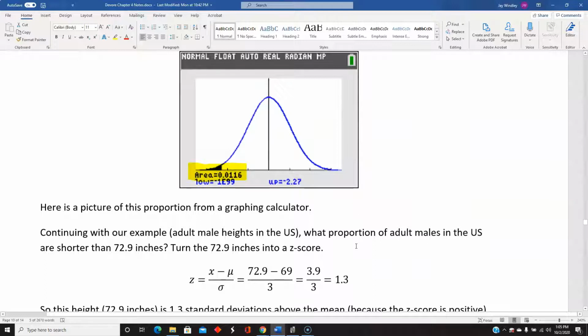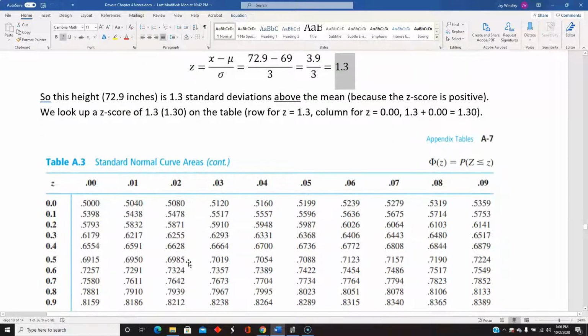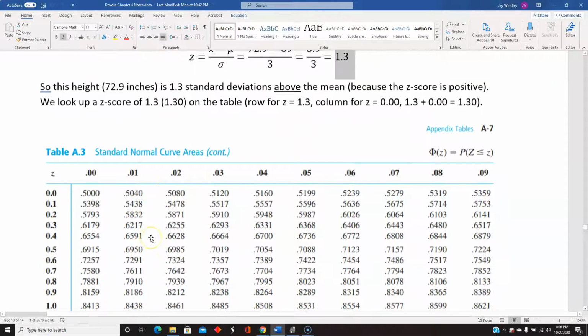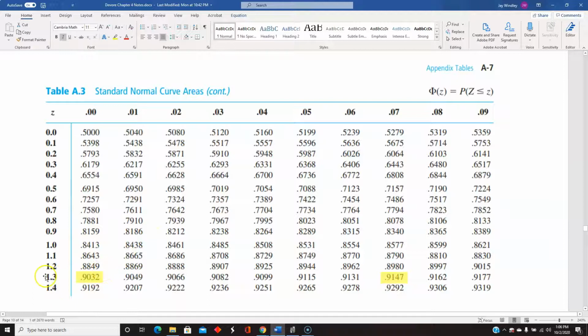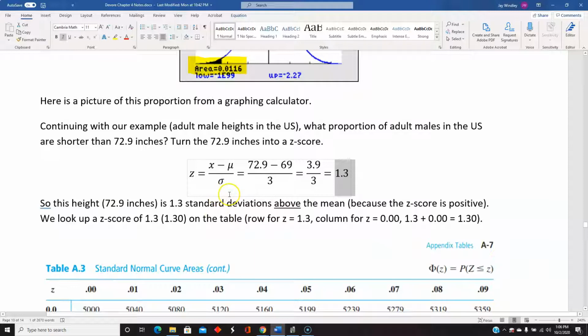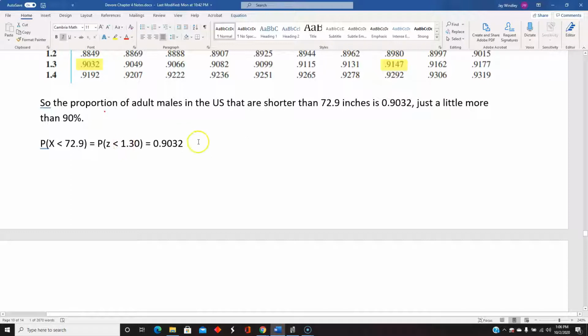Continuing with our example, what proportion of adult males in the U.S. are shorter than 72.9 inches? So, same routine. Turn the 72.9 inches into a Z-score. Look the Z-score up on the table. So here's the portion of the table for 1.3, and our Z-score was 1.3 exactly, so we're going to say 1.30, and the proportion from the table is 0.9032, meaning about 90% of adult males are shorter than 72.9 inches.